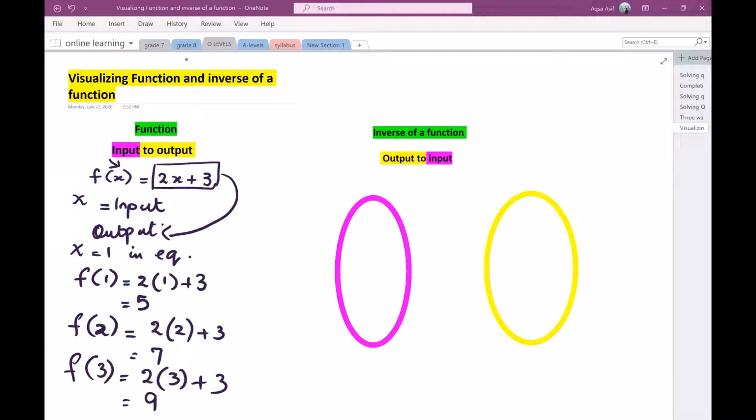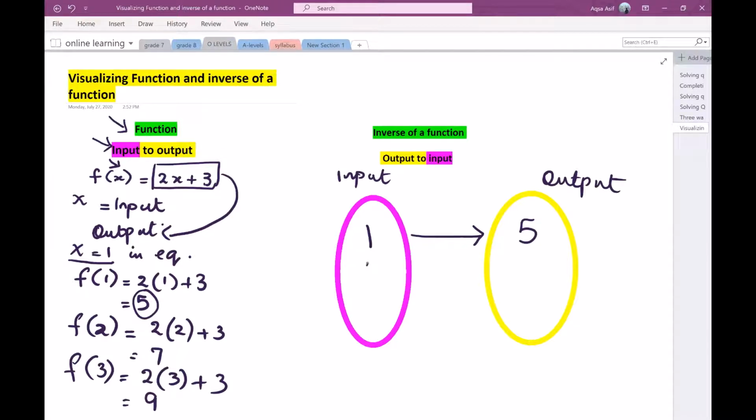Now I want you to visualize your input and output, your function. I have explained that the function is when you put in the value of x, you get an output. I have colored input in magenta color. So if my input is 1, when I put x is equal to 1 in the equation, what is my output? Output is 5. So I'll write it here. For 1, the value of my output is 5. This is input and this is the output.